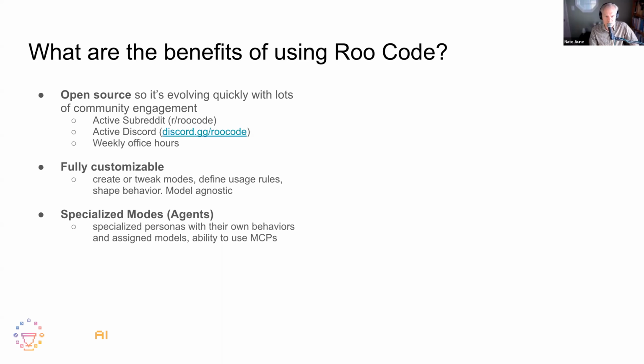They also have these specialized modes. You can think of these as sort of like personas or agents that have their own behaviors and are assigned to different models. So like I said before, you could have your debugger using Anthropic Claude Sonnet, and you could have your researcher using Gemini thinking. So you can use different models, and you can optimize your costs based on what you're trying to do.